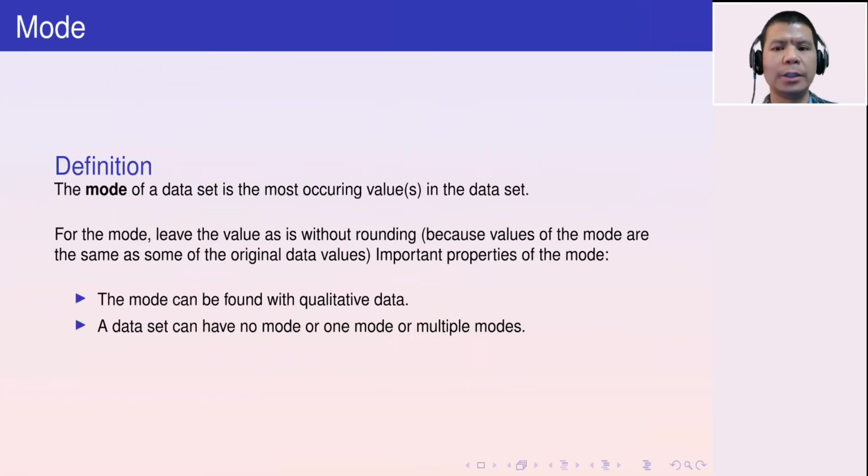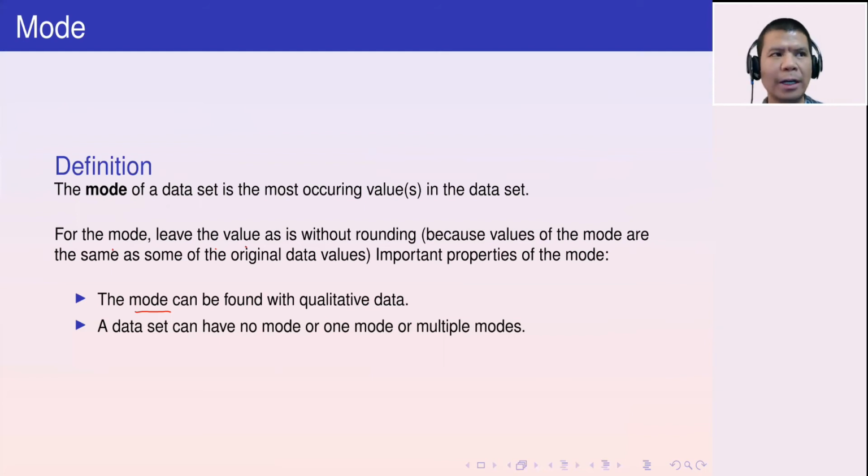Next, we're going to talk about the mode. What is a mode? The mode of a data set is the most occurring value or values in the data set. This is by definition. Now, for the mode, leave the value as it is, without rounding. You just leave it as it is. Do not round it. An important property is that the mode can be found with qualitative data, for instance, color, occupation, rank, and so on.